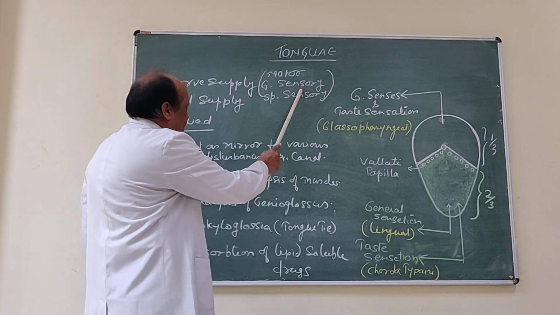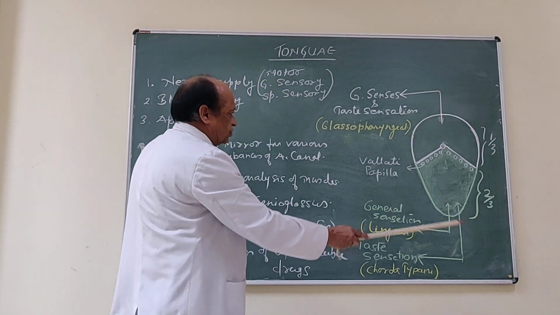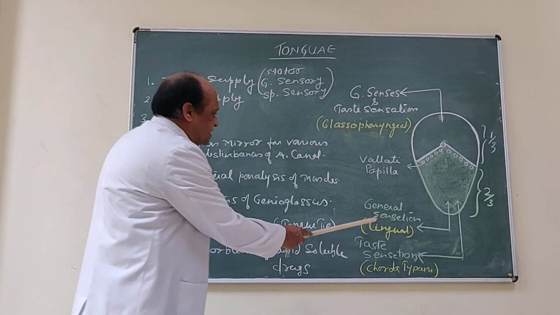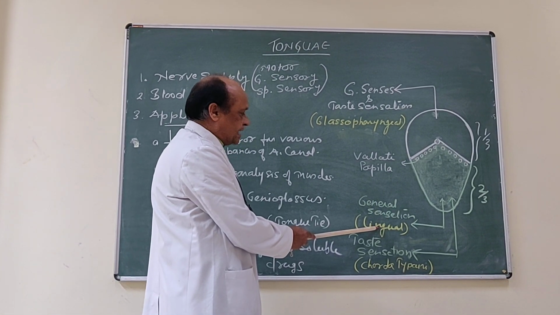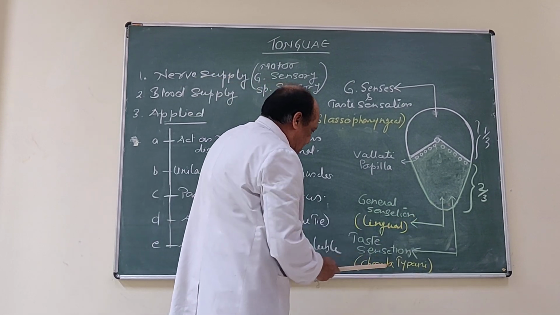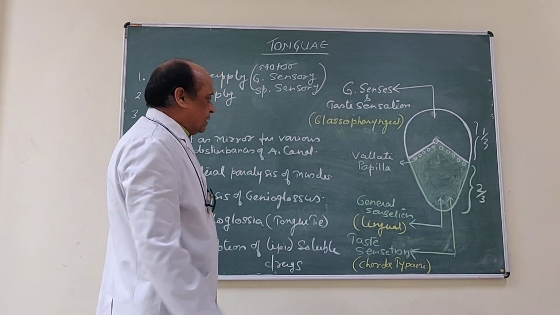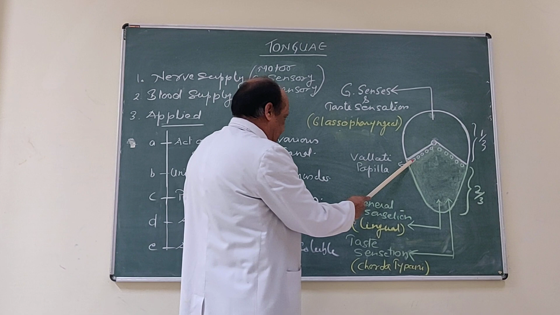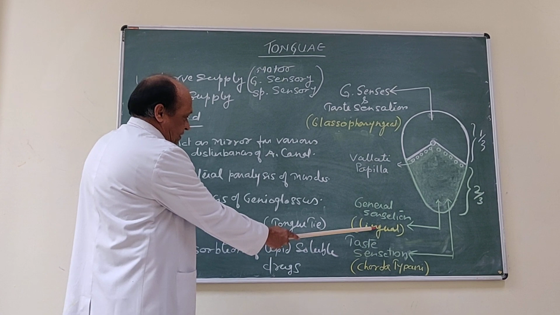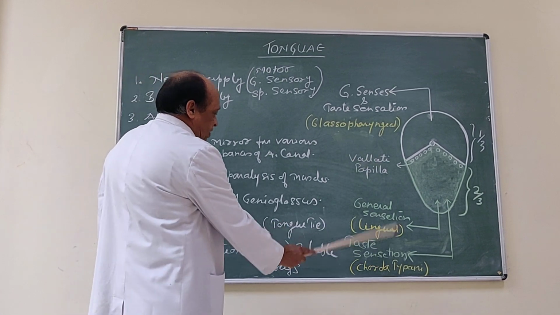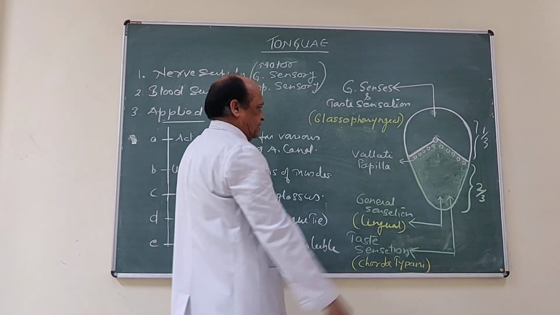The sensory supply of anterior 2/3, right from this point to this, anterior 2/3 of tongue: the general sensation is carried by lingual nerve. Lingual nerve is a branch of mandibular division of trigeminal, and the taste sensation, special sense, is carried by chorda tympani. The point to be remembered over here is that the vallate papillae are not supplied by these nerves, lingual nerve and chorda tympani. They are supplied by the nerve which supplies posterior 1/3.